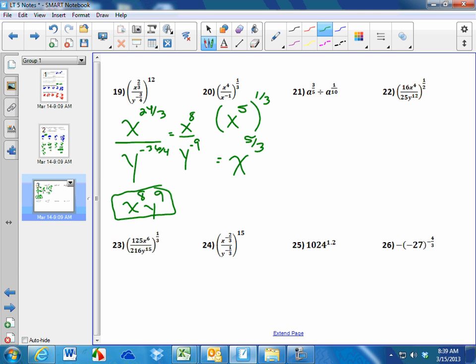Did the problem start as an exponent problem, as a rational exponent? And the general rule of thumb is that's the final answer. We leave it in exponent form.